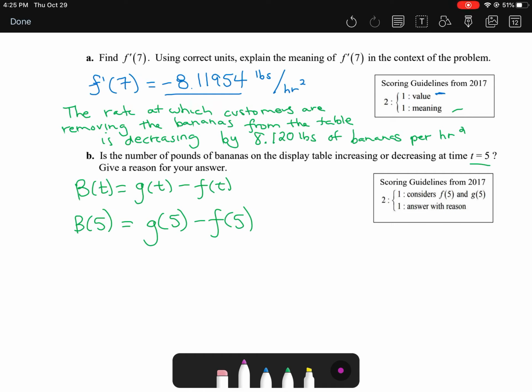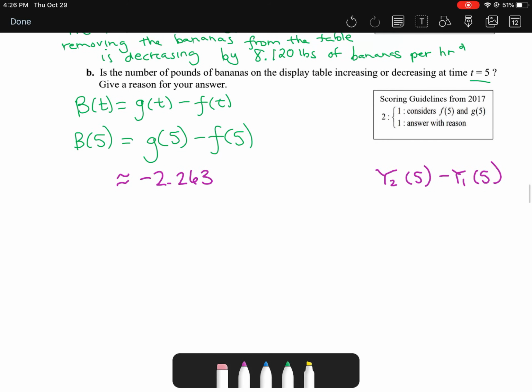Again, all I'm going to do is put this in my calculator. And again, you already have these equations in your calculator. So it's just your y2 of 5 minus y1 of 5, assuming you put f of t in y1 and g of t in y2. When I get my answer, I get negative 2.263.